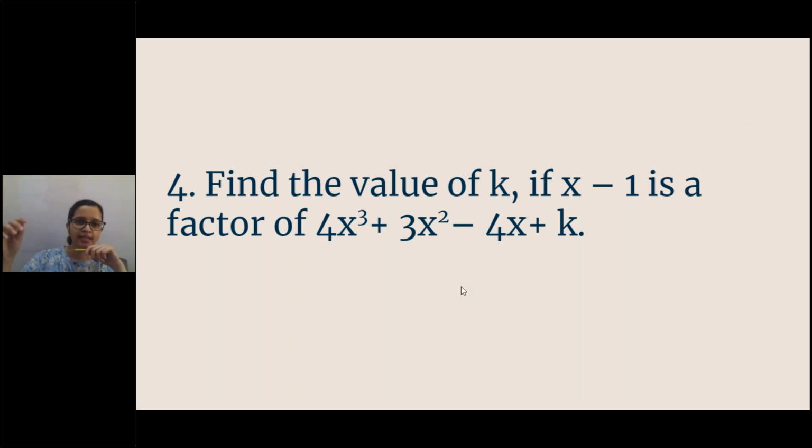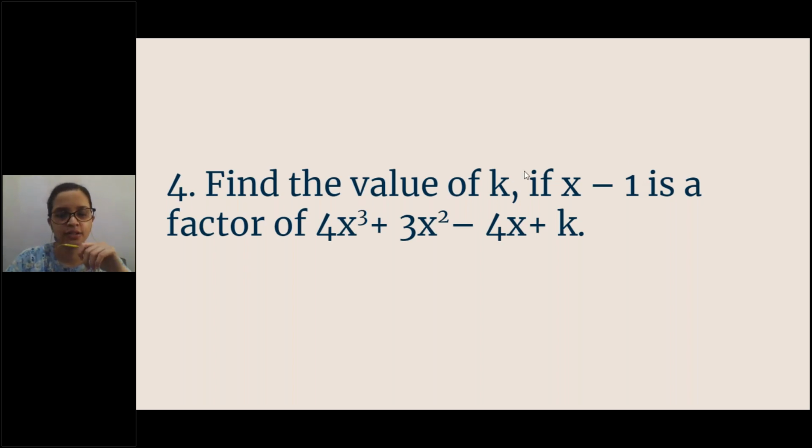If they had given, suppose, find the value of K, if this is G of X and this is P of X and the remainder is 1, what would we do? We would substitute the value of 0 in P of X and equate it to 1, because that's how you find the remainder. You got it? This is a mix of the remainder theorem. First, took the value of x from x minus 1. And then this whole thing, 4x cube, that equation is equal to 0.